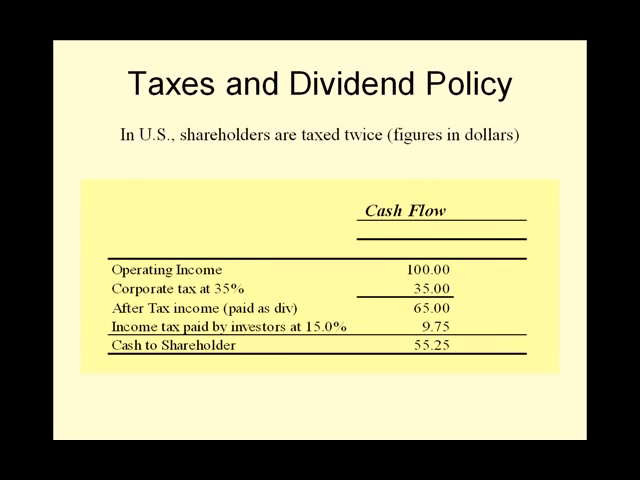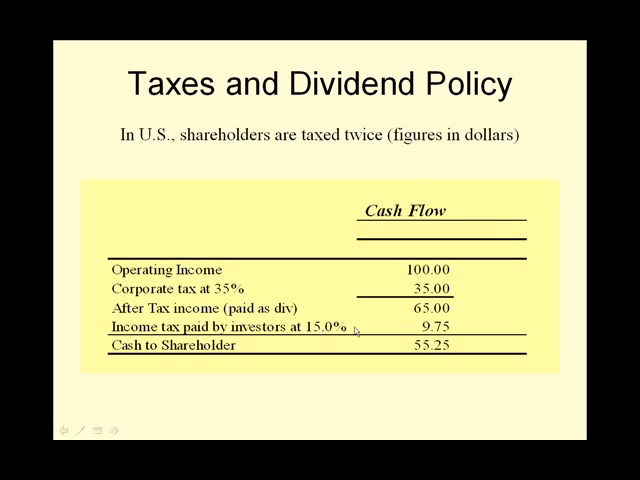Here's a public policy controversy. In the U.S., shareholders are taxed twice. Notice in the table here, let's say the firm has operating income of $100. Further, let's say that the firm has a corporate tax rate of 35%. So the firm pays $35 in corporate taxes, leaving an after-tax income of $65 that could be paid out as a dividend to the shareholders.